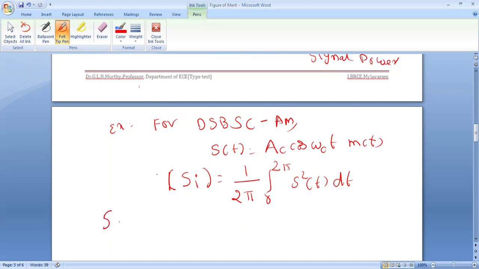Then step number 3. What we are going to calculate in this step is N_i. Estimate N_i, which is nothing but the input noise power.